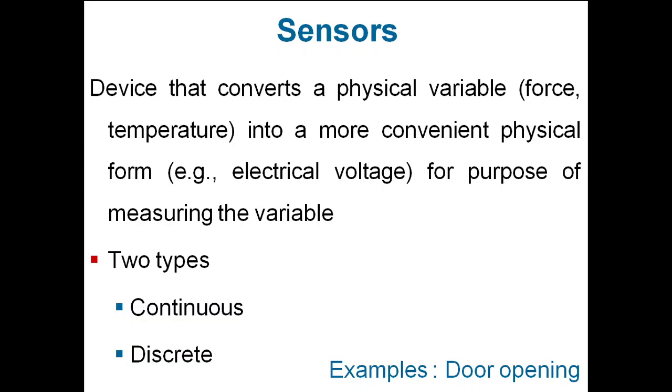There are two types of sensors, continuous and discrete. And you can understand sensors with the very common example of a door opening. You can find this in various malls and offices where the door is opened automatically. Once you move towards the door, it opens, and once you cross the door, it closes. So there are sensors which sense the distance. There are rays, and if some obstruction is there, the sensor senses that obstruction, that yes, some person is there.